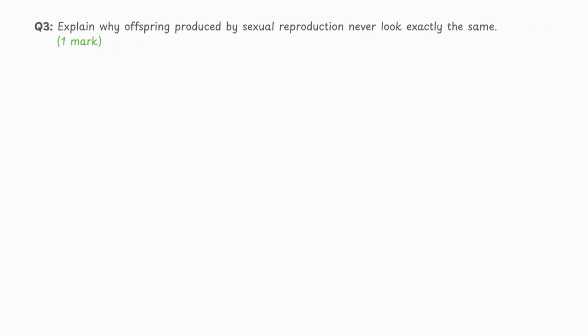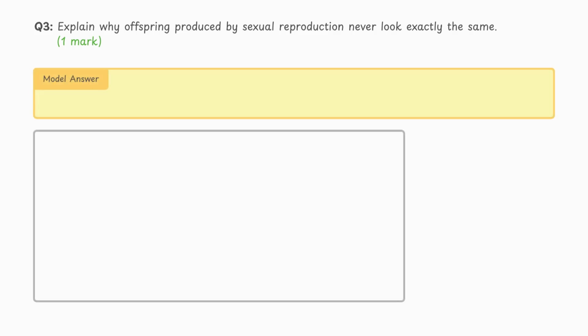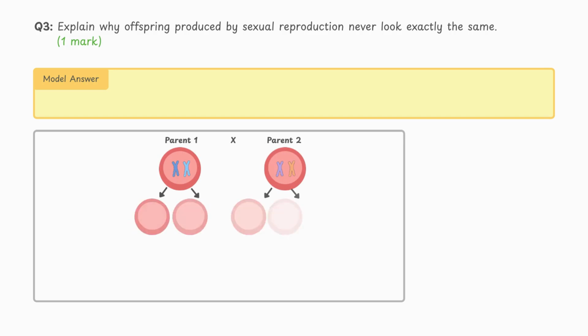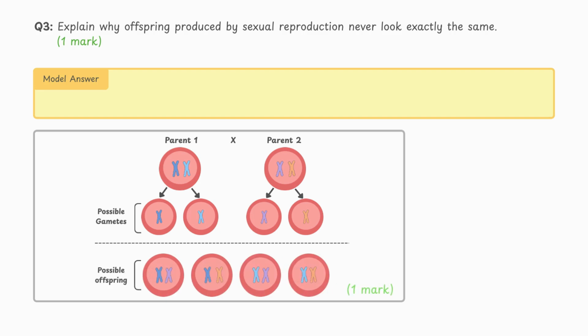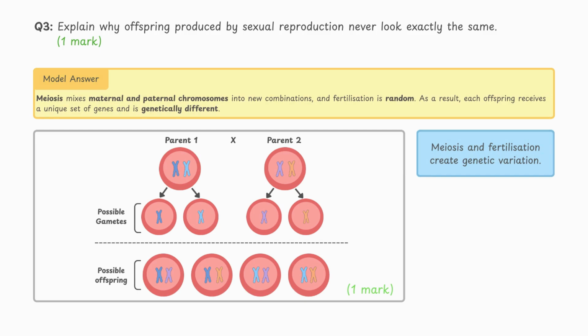Question 3. Explain why offspring produced by sexual reproduction never look exactly the same. During meiosis, chromosomes from the mother and father are mixed and reshuffled, creating different combinations of genes in each gamete. Then, fertilization is random, meaning any sperm can fuse with any egg. This results in each offspring receiving a unique combination of genes, making them genetically different. The answer is, offspring are genetically different because meiosis creates new combinations of genes and fertilization is random.